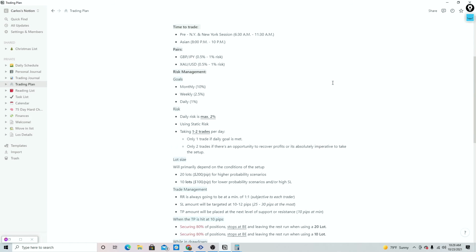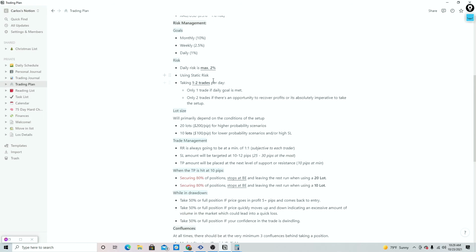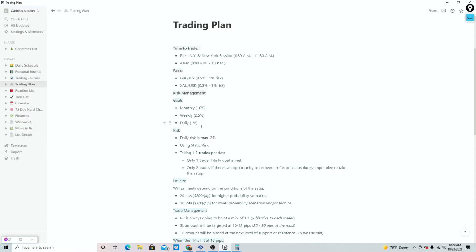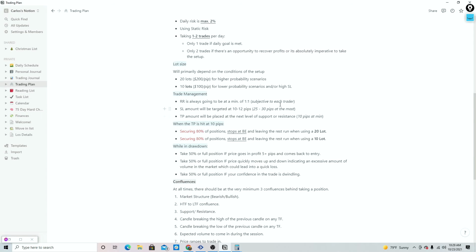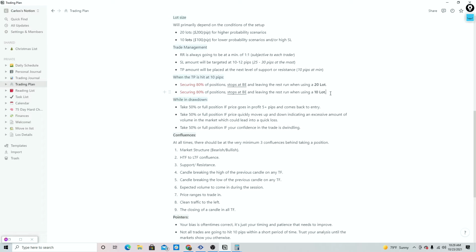So you see how, in the risk management column, I guess you could say, we've gone over the goals that we want for the daily, for the weekly, and for the monthly, right? We've gone over the amount that we are comfortable risking per day, and the amount of trades that we are agreeing to take with ourselves, with our psychology, and the conditions of taking those 1 to 2 trades per day. The lot sizes that we would use depending on our account size. Trade management: where's the stop loss going to be put? Where's the TP going to be put? What's the risk to reward looking like? And what are the conditions when you're in profit, to secure positions, right?